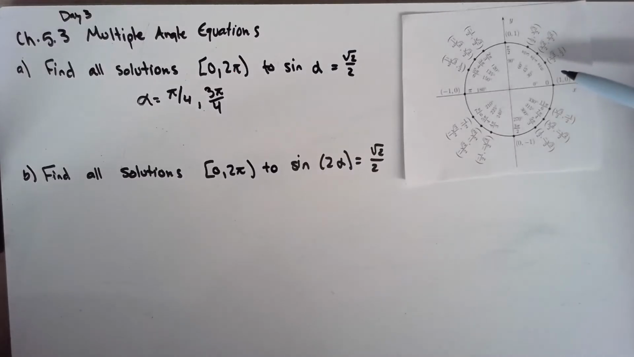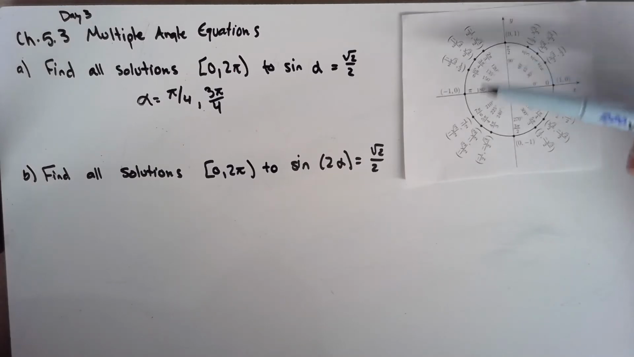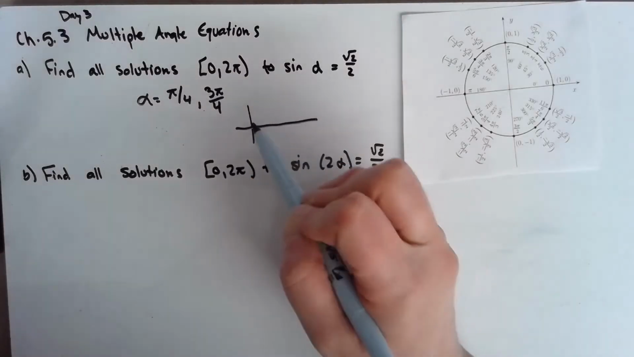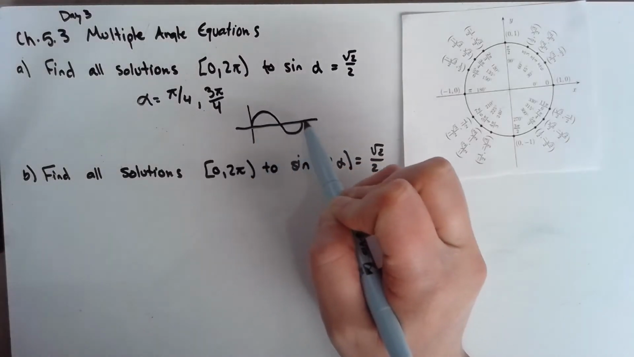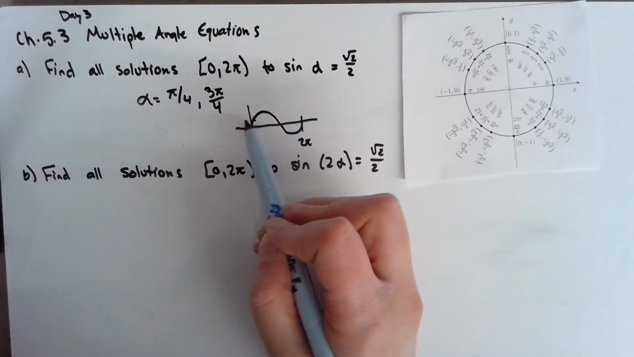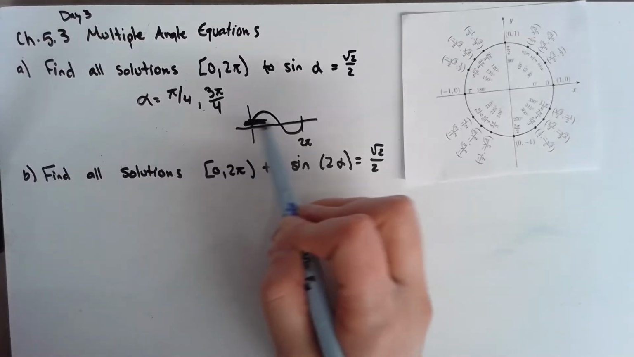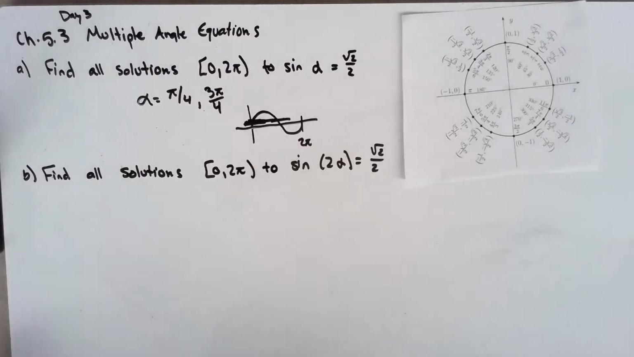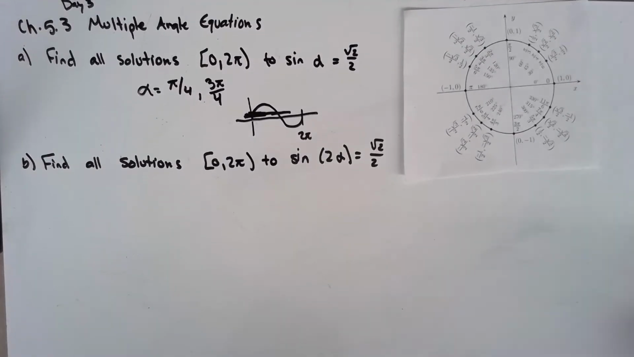So those would be our two answers. Those are our two situations where sine is square root 2 over 2 in an interval between 0 and 2 pi. Okay, so really, if you thought about it as a graph, you have your graph, it completes a cycle in 2 pi, and at square root 2 over 2, wherever that is, you'd have your two solutions.